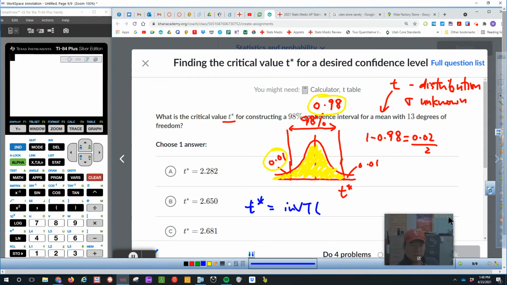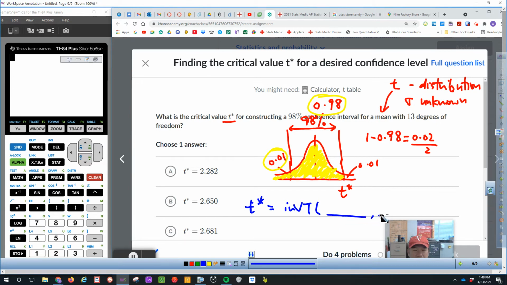The inverse T takes the area to the left and the degrees of freedom. Degrees of freedom is actually n minus 1. But in this case, the degrees of freedom is already given to you. If they give you the sample size, then you take the sample size and subtract 1. Here we don't need to subtract, you just put 13. So what is the area to the left of T star? You have 0.98 plus 0.01.